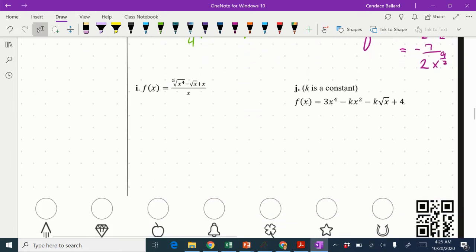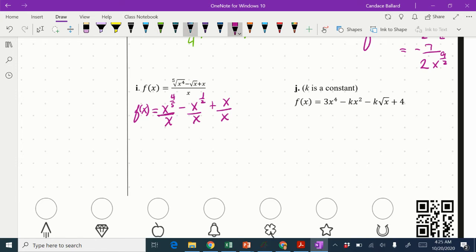All right, on I, I'm going to convert to fractional exponents first. So f of x equals x to the 4/5 minus x to the 1/2 plus x. And then I'm going to split up the fraction and put them all over the same common denominator. I know that when I'm dividing, I can subtract my exponents, but I need my exponents to have common denominators. So in this case, it would be 5 halves. In this case, it would be 2 halves. In this case, they just cancel and I get plus 1 at the end.